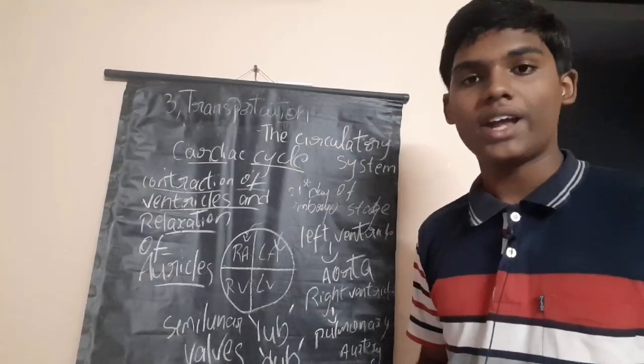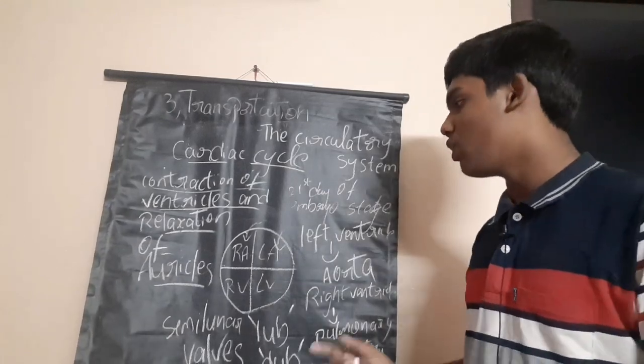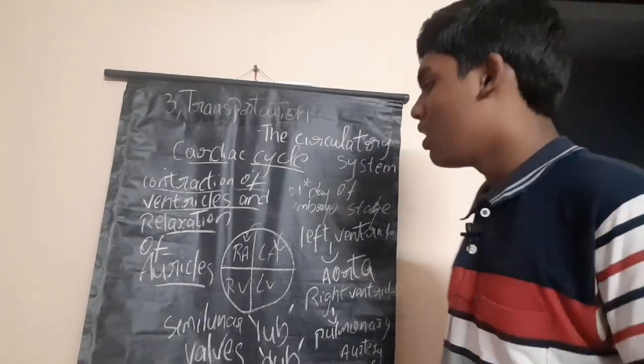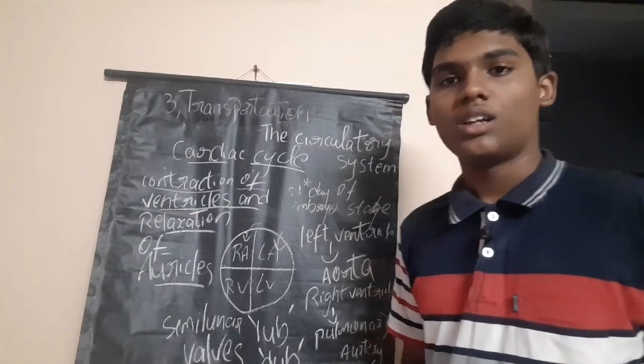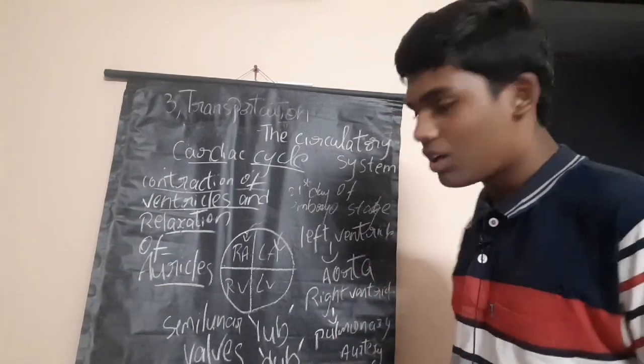This is about the cardiac cycle. This is about how the contractions happen and how the relaxations happen. That is why we make the sound lub dub.